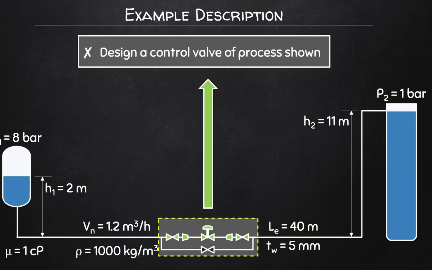In this lecture we will cover an example of the procedure used in the design of control valves. In the following process we are required to design a control valve to meet the flow rate specifications as shown, with the volumetric flow rate at 1.2 meter cube per hour, which is pretty low. We are also required to specify a pipe diameter, as this has not been specified to us yet, but we have the wall thickness of 5 millimeter that is given to us.